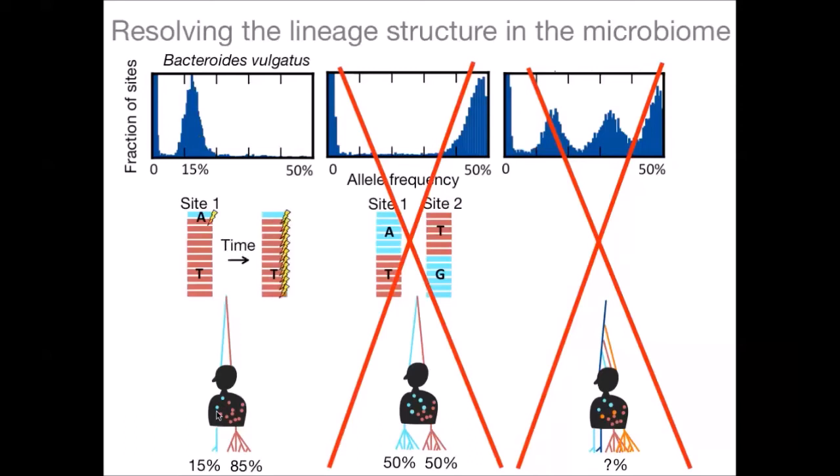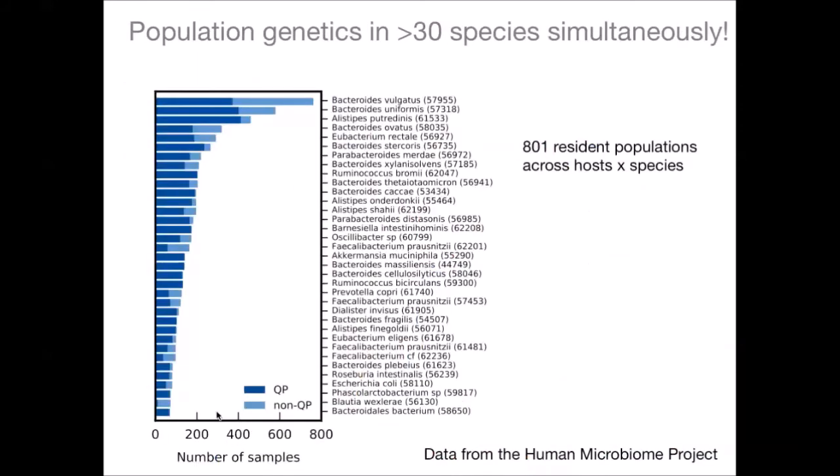And so you might be asking, how many such samples do we actually have that meet this criteria? And highlighted in dark blue are those such samples for the top 30-ish species that are prevalent in our microbiomes. And you can see that actually there's a lot of data. Combined across the top 30 species, we actually have 801 resident populations across hosts and species that we can work with. And so this is actually really wonderful because it really opens the door in future work for very nice comparative population genetics work as well.